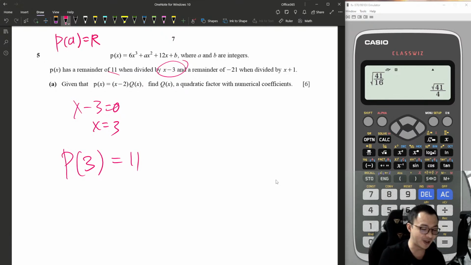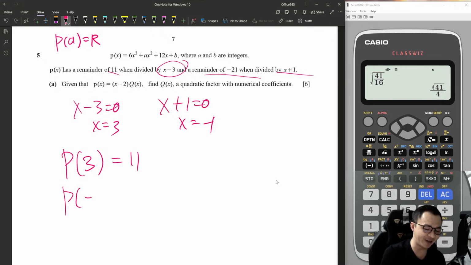Okay, if you have no idea what this is, you're going to revise this topic. Alright, then the second information, the remainder is 21 when divided by this one. So when x plus 1 equals 0, x is negative 1, isn't it? So my second information, f(-1), I will get negative 21.